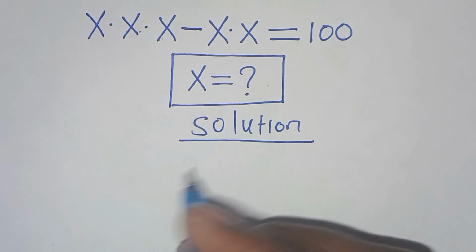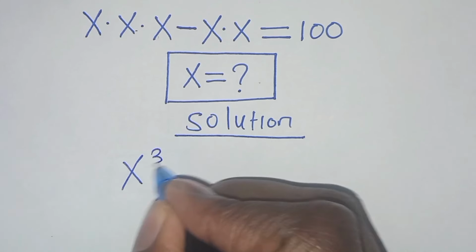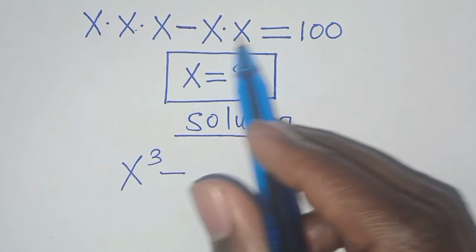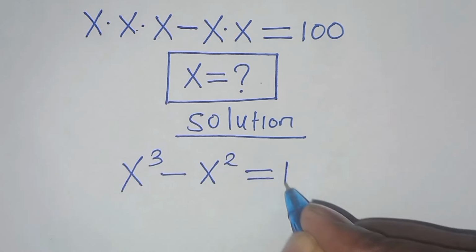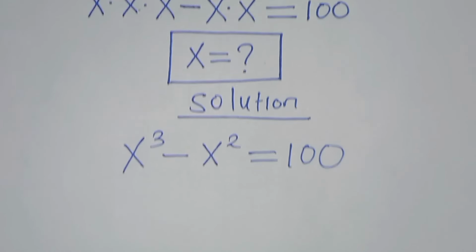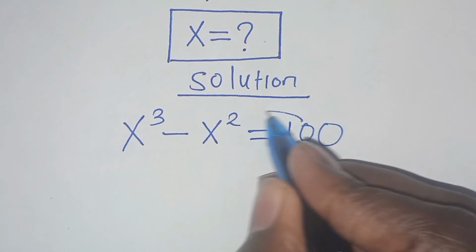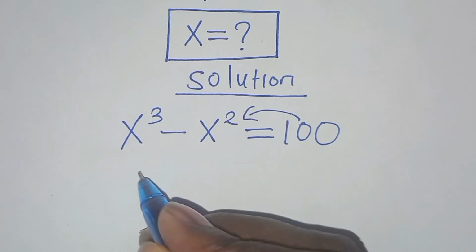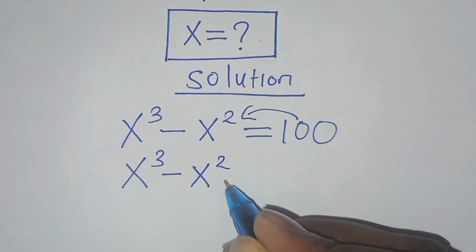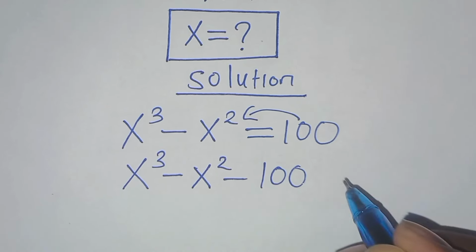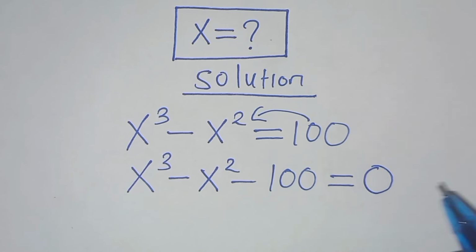x times x times x is x to power 3. Then subtract x times x, which is x to power 2. This is equal to 100. The next step is to take this 100 to the left hand side, so that now we have x to power 3 minus x to power 2 minus 100. This is equal to 0.